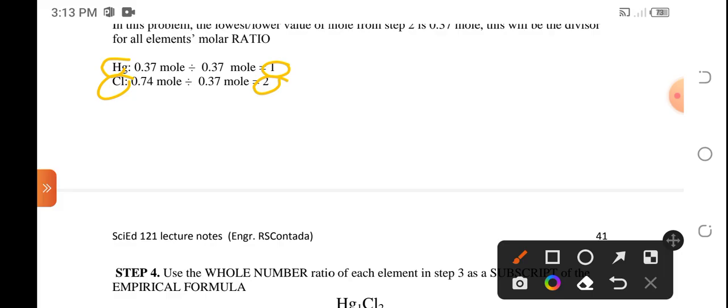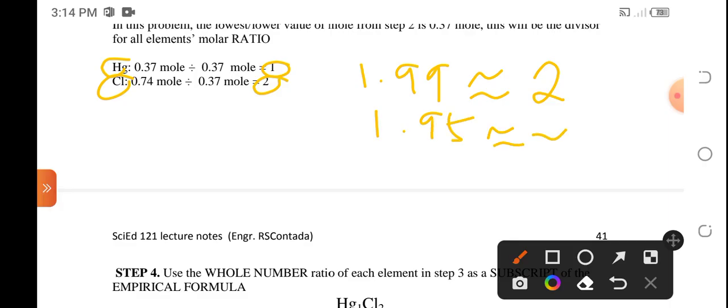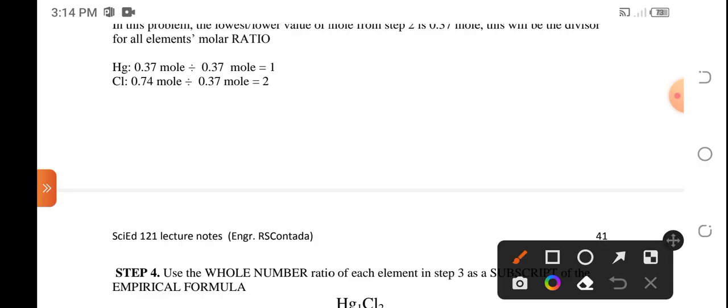Say for example, ang ating ratio ay 1.99. So, pwede yan na i-round off na 2. 1.95, pwede yun na 2. Okay? Pero kung say for example, ang ating ratio ay 1.5, of course, you have to multiply this by 2 kasi medyo malayo na yan. Hindi na yan pwedeng i-round up to 2. So, this would be 3.